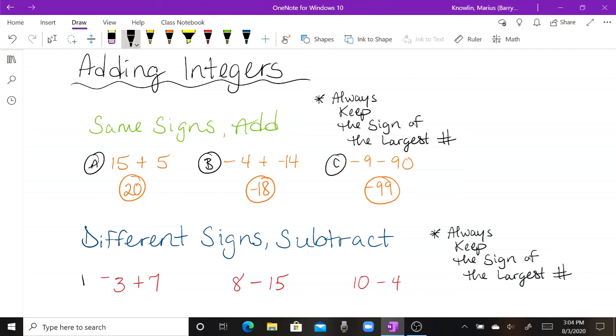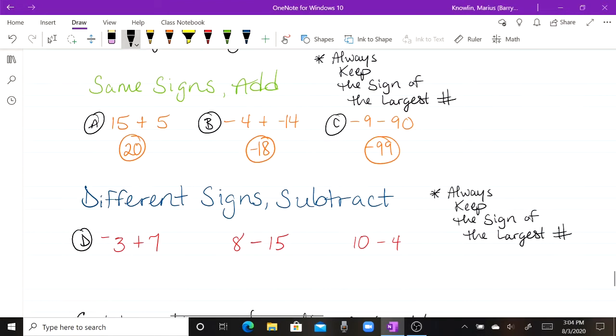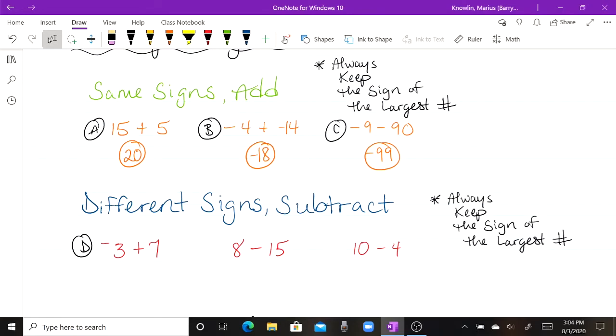Let's look at D. D says negative 3 plus 7. Well, that's a negative 3 and a positive 7, so we subtract. And when we subtract, we're going to get 4. And we have to keep the sign of the larger number. The larger number is 7. The sign of it is positive, so this would be a positive 4.